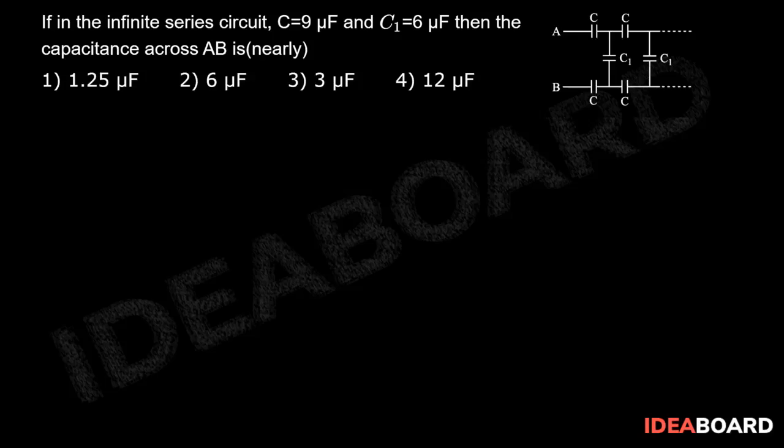If in an infinite series circuit C is equal to 9 microfarad and C1 is equal to 6 microfarad, then the capacitance across AB is nearly. So now this is the question of infinite series. How do we solve this question? So what we will do, we will see the symmetry.